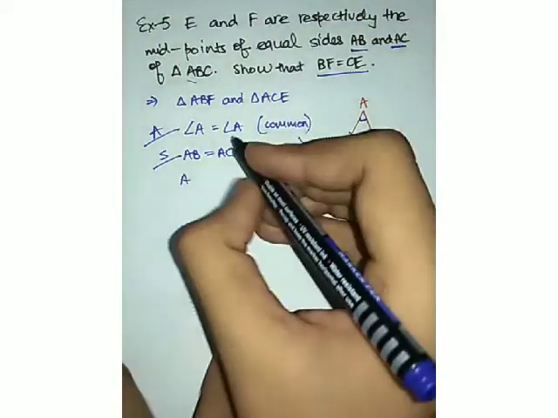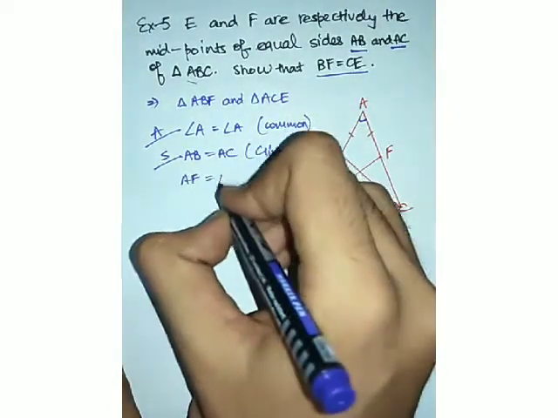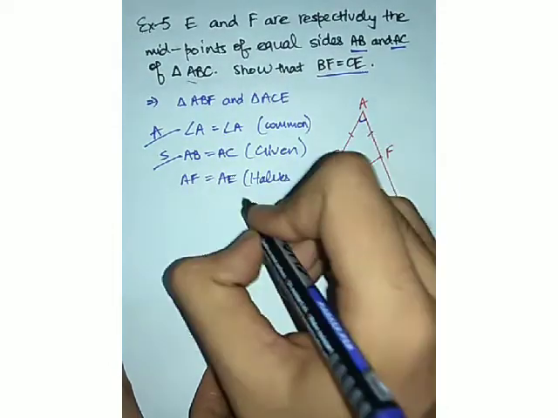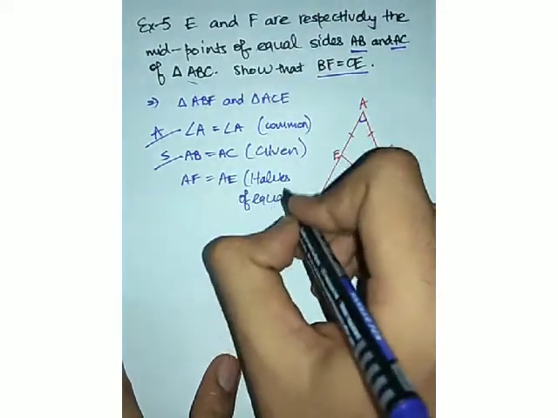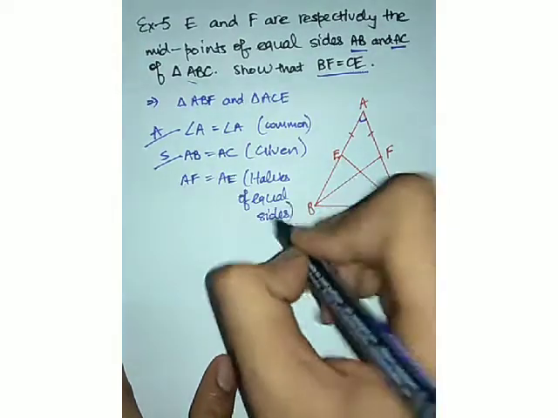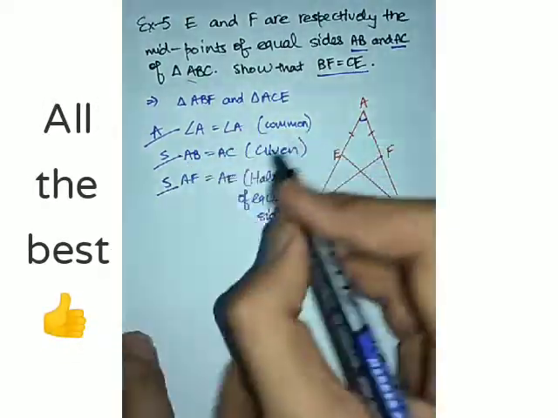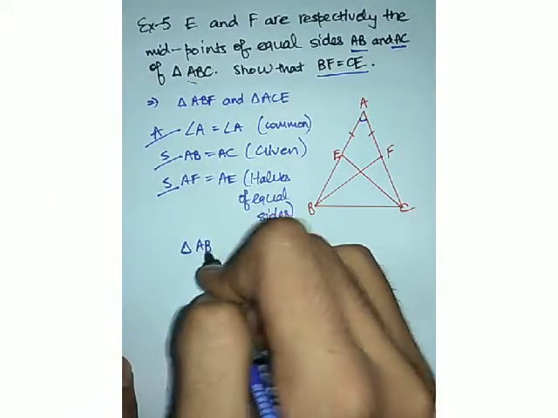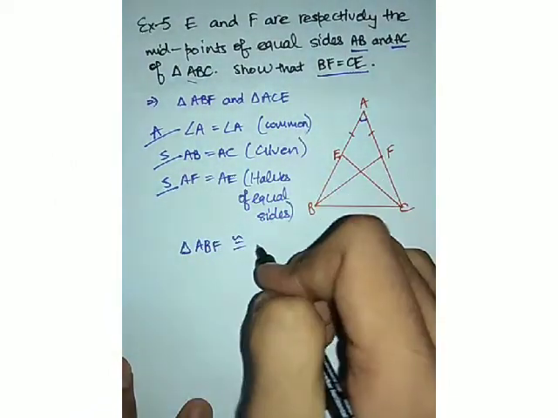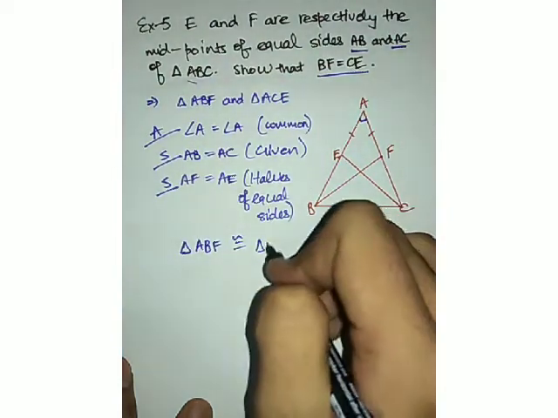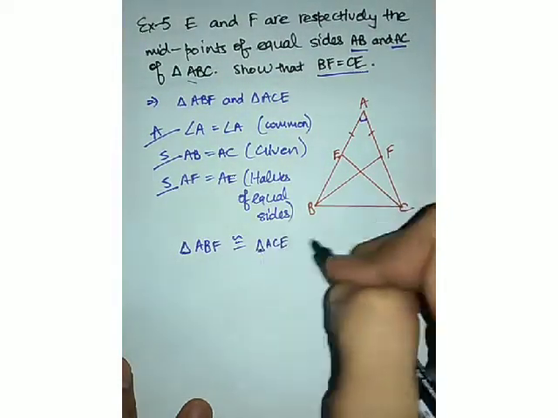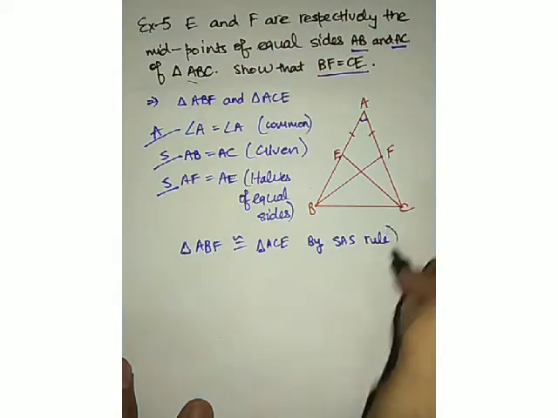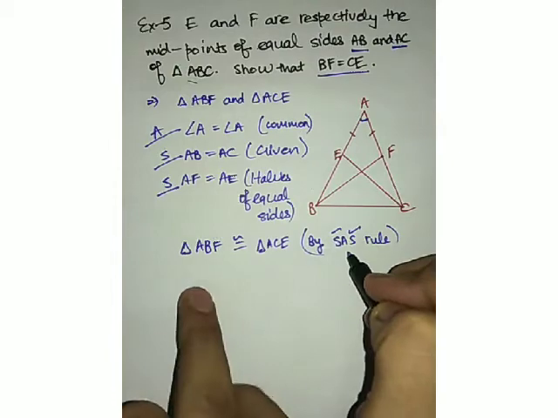Okay, so that's why AF will be equal to AE. Why? Because these are halves of equal sides. These are equal to each other. This is again a common side, so we can easily write triangle ABF is congruent to triangle ACE by SAS rule, because two sides and one included angle are equal.